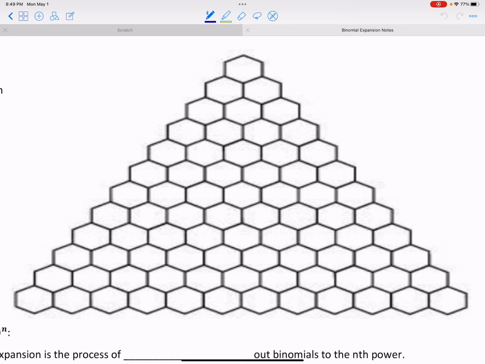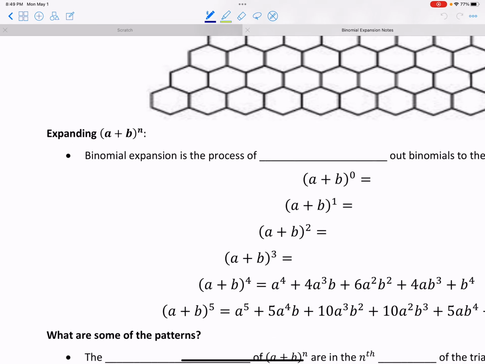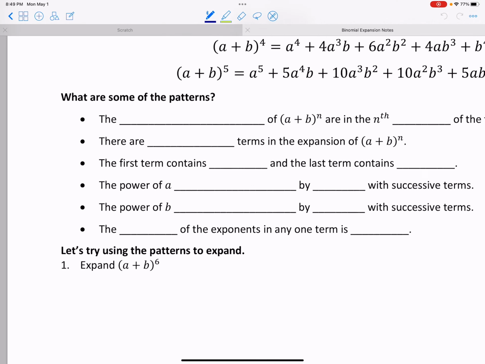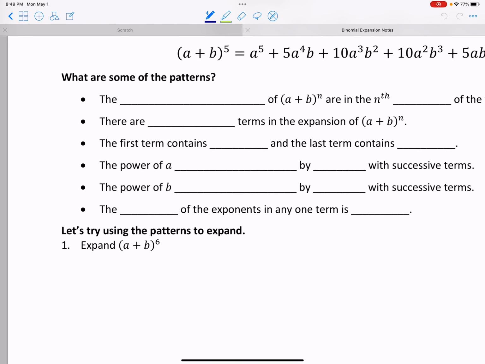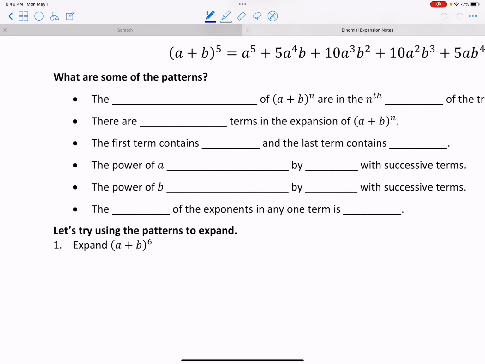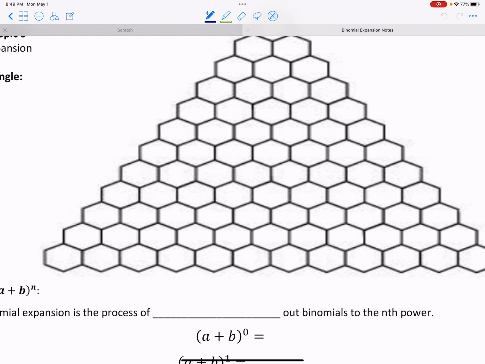And welcome to our lesson on binomial expansion. So we're going to start by looking at something called Pascal's triangle. This is a blank version of the triangle, and there are just tons of patterns associated with Pascal's triangle, but one of them is useful in the process of expanding binomials. That is, finding something like, let's say, a plus b to the sixth power without actually having to perform the multiplication. Okay, so let's look at this triangle.